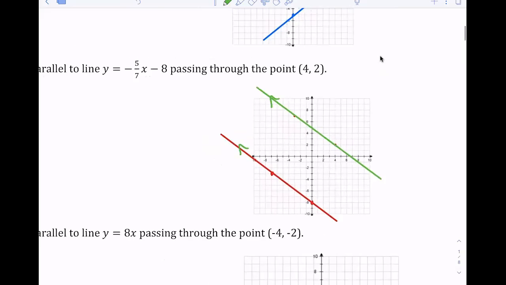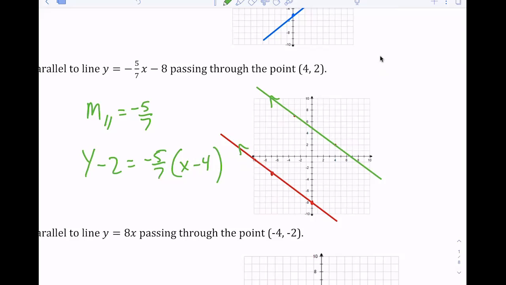All right. So now I need everybody to write the slope of the parallel line is what? -5/7. Negative 5 over 7. So now we're going to write the equation. Y minus 2 equals -5/7 times x minus 4. Yep, exactly. Nothing to it.